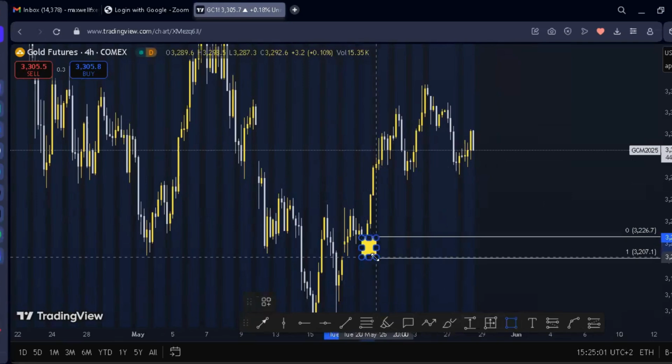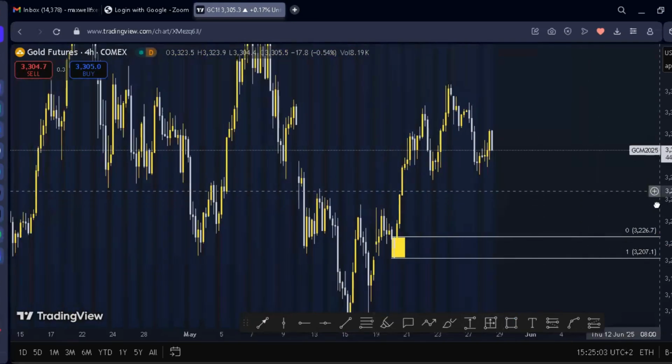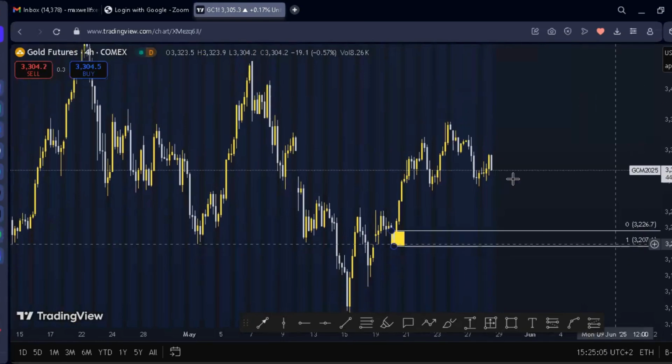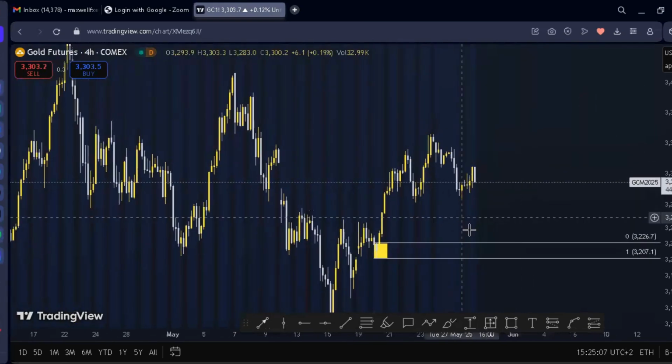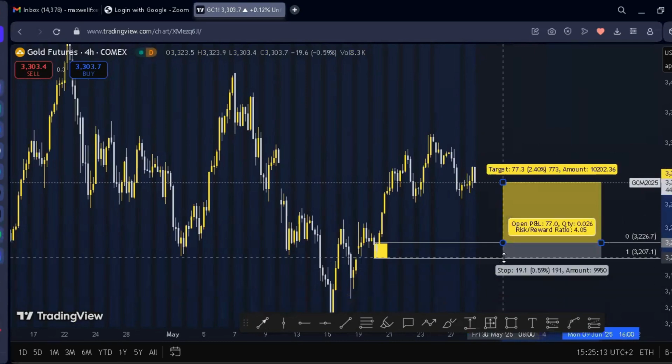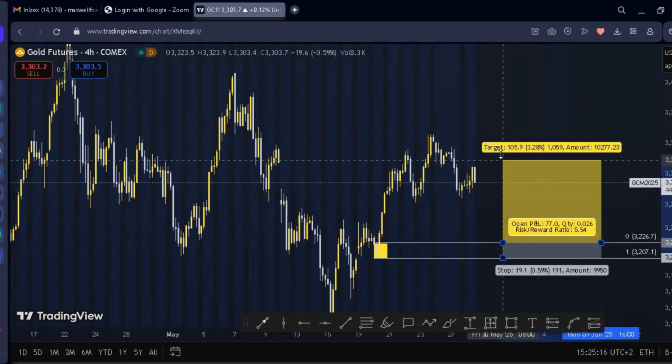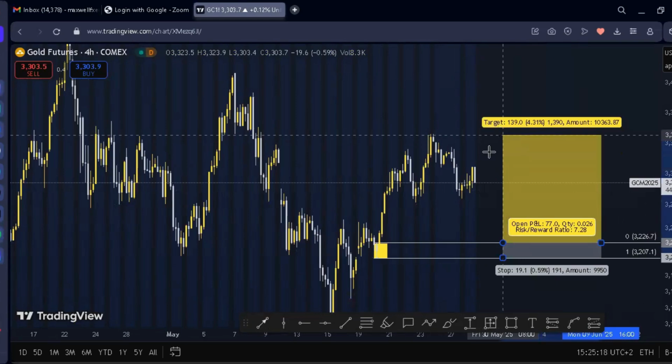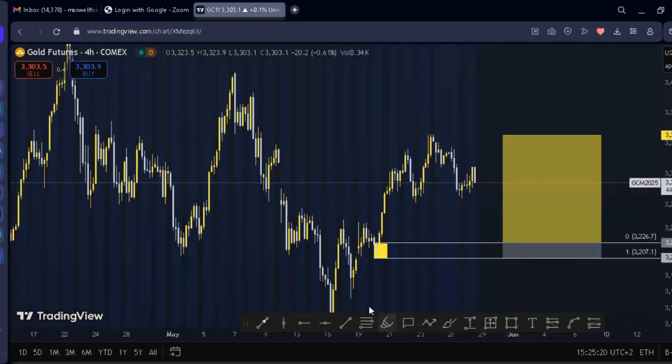So at $3,200 per ounce on gold, this would be a very good area to buy from. Should you target the current high, a nice 1:7 at your disposal.